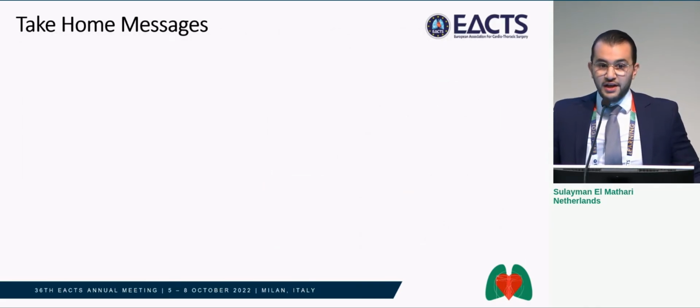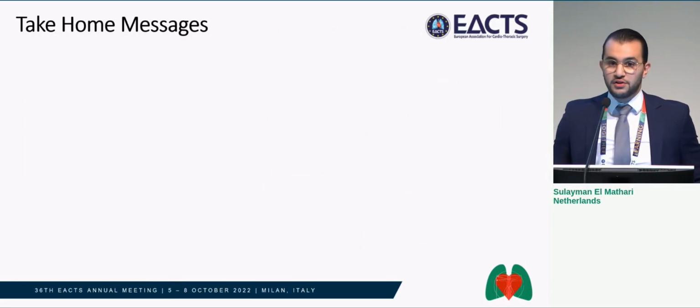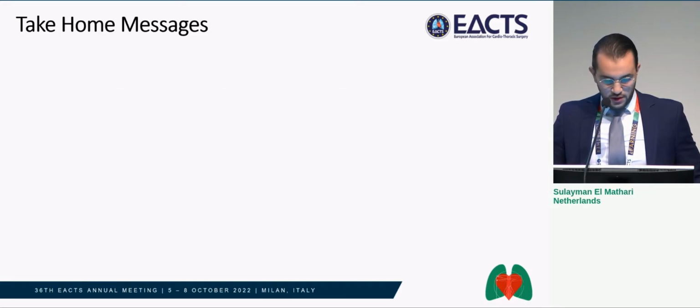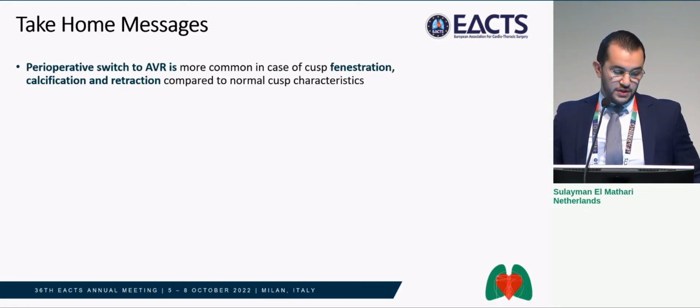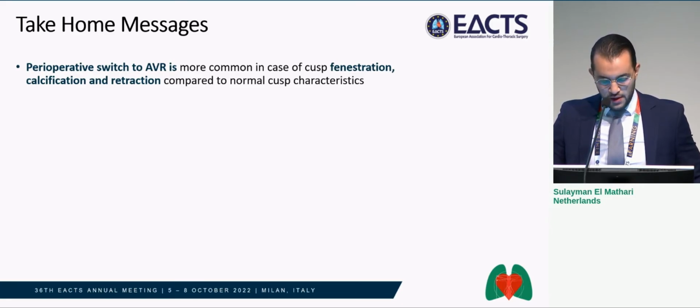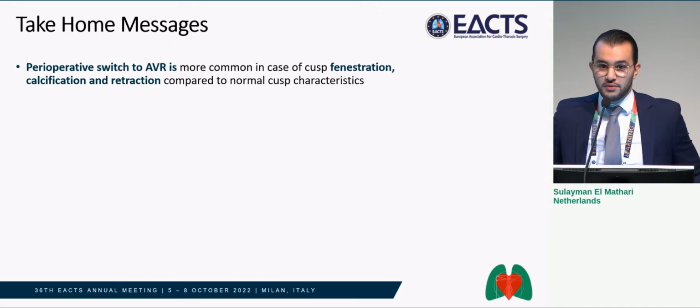Then I would like to end by sharing the key points of the study as take-home messages. Firstly, we observed that the perioperative switch to aortic valve replacement is apparently more common in patients with cusp fenestration, calcification, and retraction compared to patients with normal cusps. And this implies that the perioperative assessment in these patients plays an important role in the final choice of treatment.